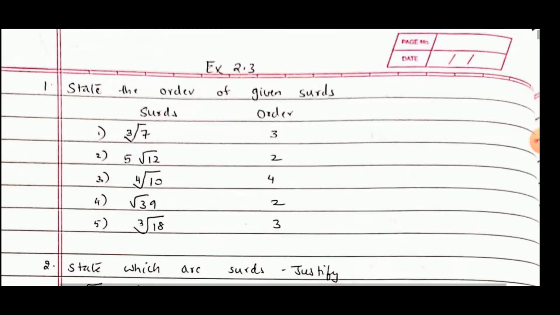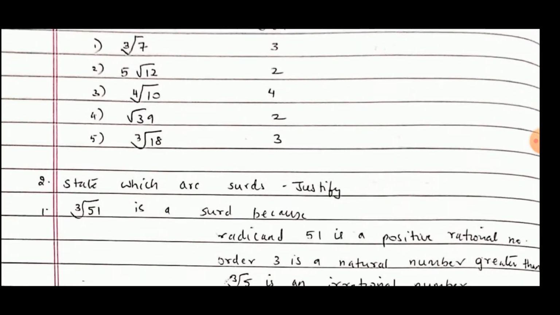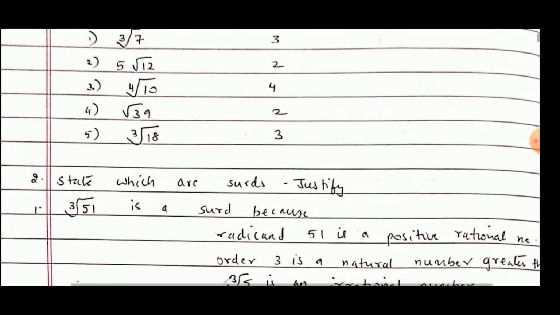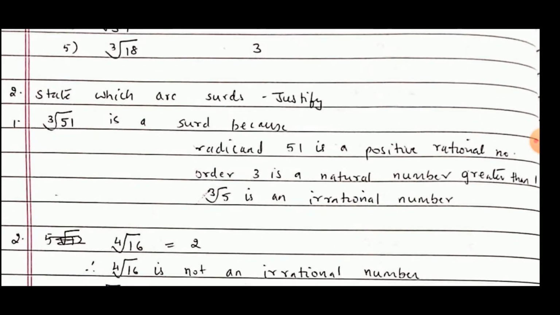Then next we will see here this one: state which of the following are surds and you have to justify them. Then cube root of 51. This is a surd because radicand 51 is a positive rational number. Order 3 of the surd is a natural number greater than 1. And cube root of 51 is an irrational number. So these three things you have to write down.